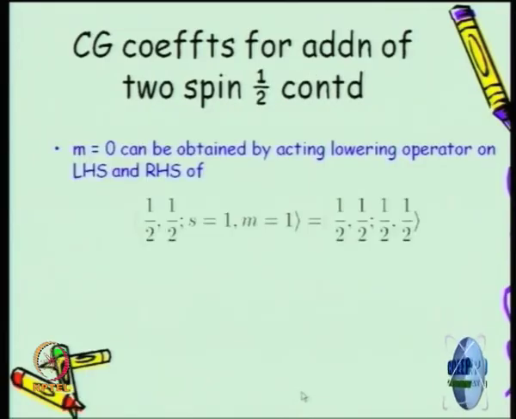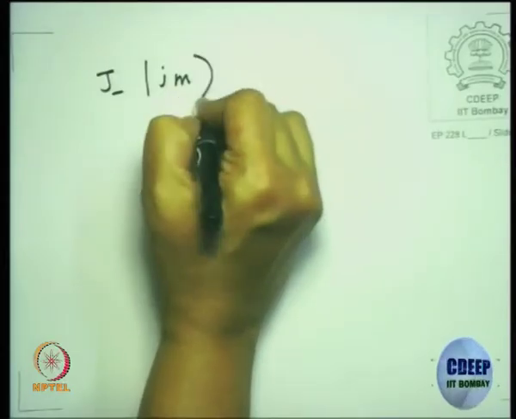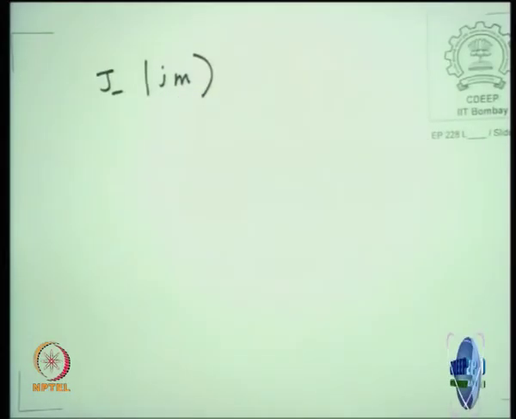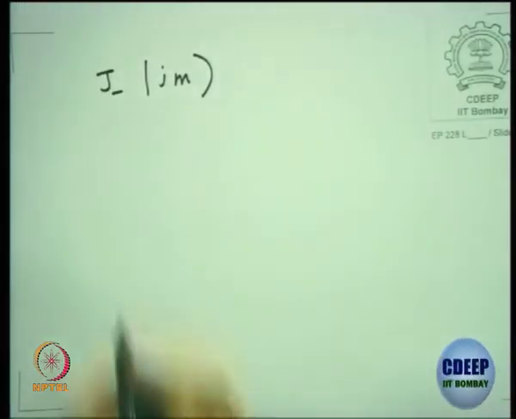So m equal to 0 can be obtained by acting the lowering operator on both the left hand side as well as the right hand side. But the lowering operator here will be the lowering operator in the coupled basis, and the lowering operator here will be the uncoupled lowering operator. That is a very important thing which you should remember. So how do you do that? Can you try it? The left hand side is similar to any SM, the lowering operator. I am going to suppress the J1 and J2. I am writing only the coupled state, which is Jm.